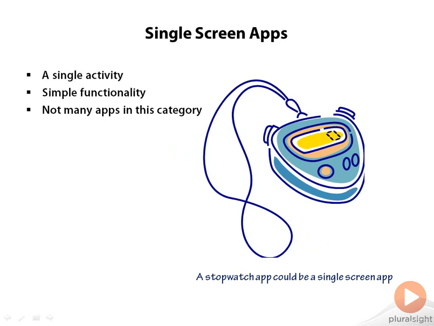Single screen apps are apps that usually have just one activity that makes up the app. Remember, an activity in Android is basically just a screen or a single task that a user can do. You'll find that single screen apps are good for very basic simple functionality, like a stopwatch application that would start a timer and stop that timer.